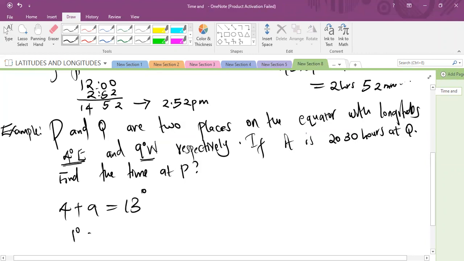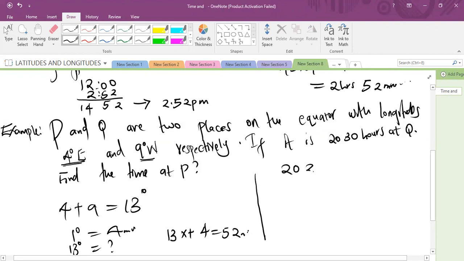Now we know that 1 degree is equal to 4 minutes. So what is 13 degrees? 13 degrees will be 13 times 4, and that will give us 52 minutes. Now we're being told it is 20:30 hours in Q.